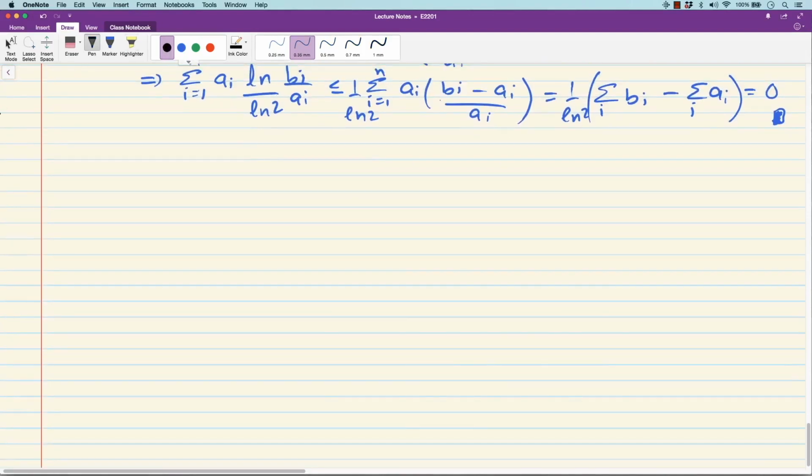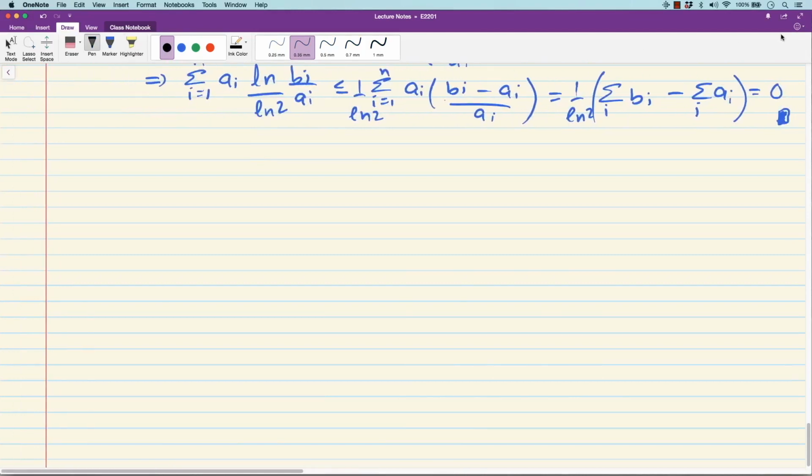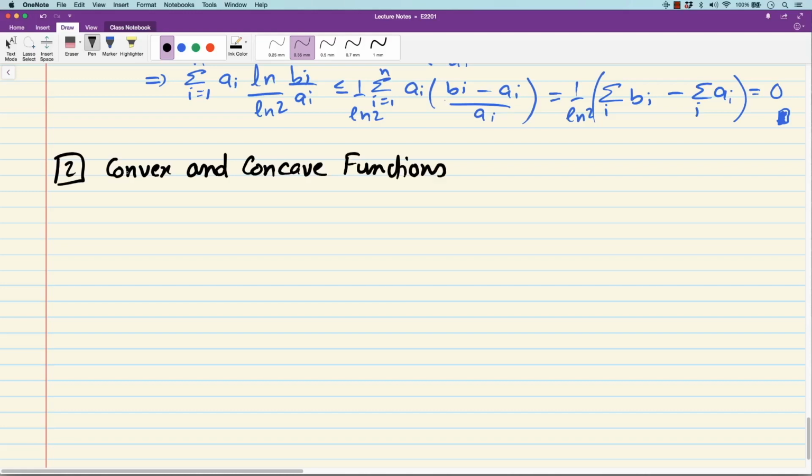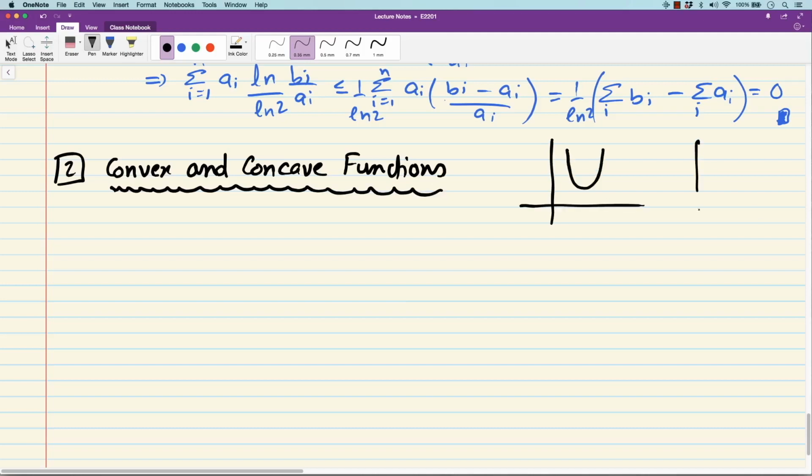Next, I want to define convex and concave functions. These are some important shapes that we'll be encountering throughout this course. Okay. So convex and concave functions. Simply speaking, a convex function looks like a cup, like this. A concave function looks like a cap. Okay, so convex is cup, concave is cap. Okay, these are convex and concave functions.